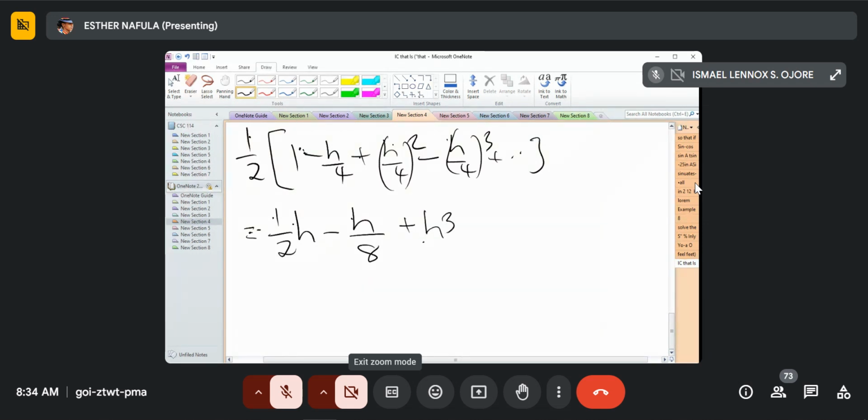It's a half, not a half h, the first term. This is a half minus h over 8 plus h squared over 32. 16 times 2, yes, 32, minus h cubed over 64. 4 cubed is 64 times 2, 128. Yes. Okay, we go to the second term.